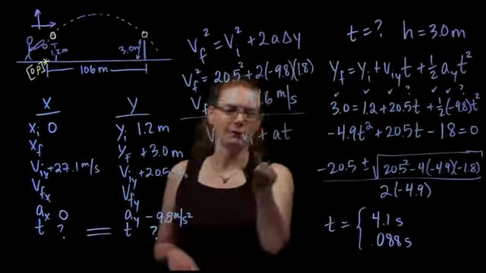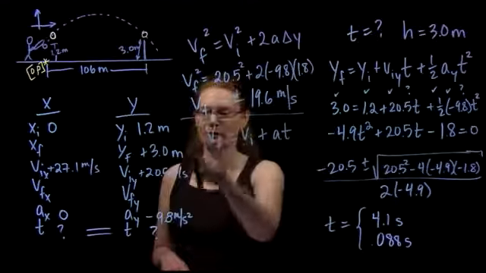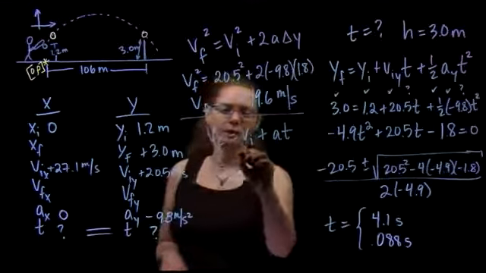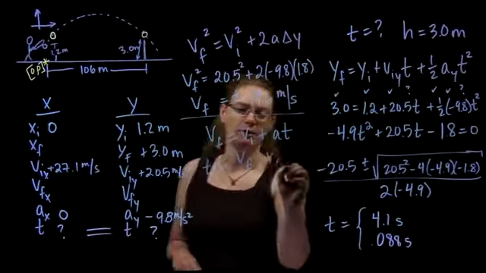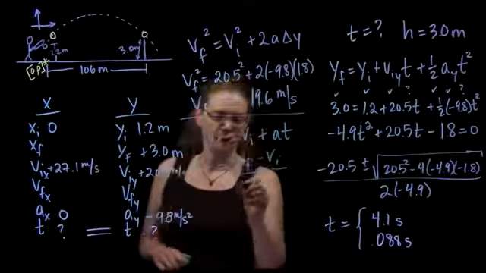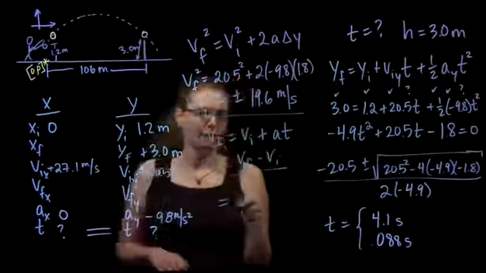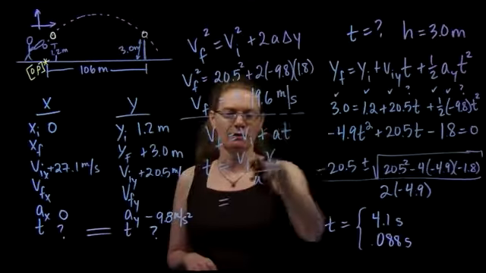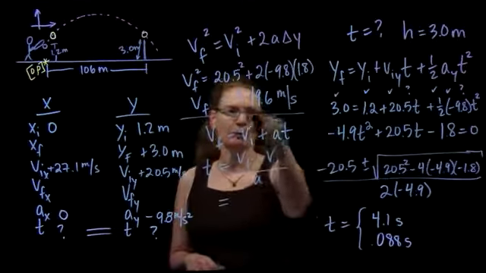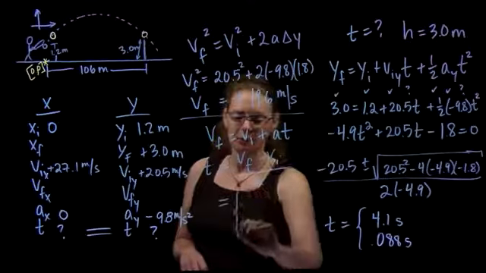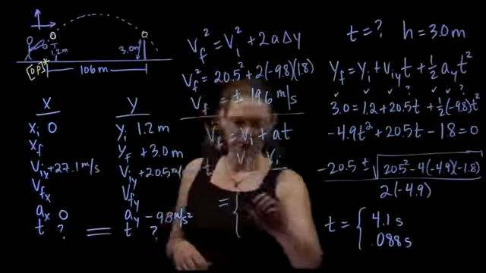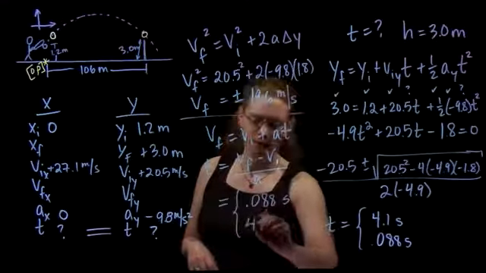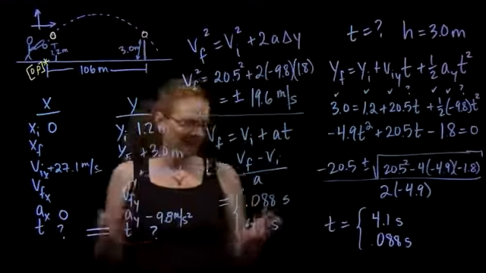So I've got v final equals v initial plus at. Now I know my v final, I know my v initial, I know my a. I can solve for t. So my time is going to equal v final minus v initial over my acceleration. And I'm going to have to do this twice because I have a positive 19.6 for v final, and I have a negative 19.6 for v final. So I'm going to get 2 answers. You can go do that math, and you're going to come out with 0.088 seconds and 4.1 seconds. You get the same answers.